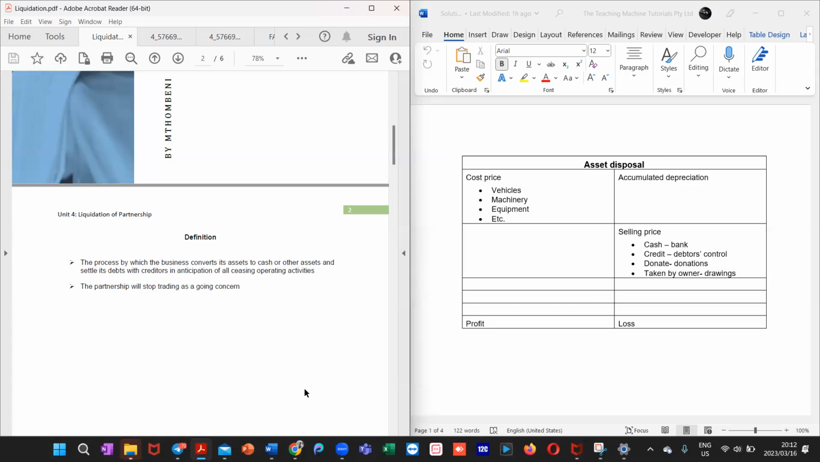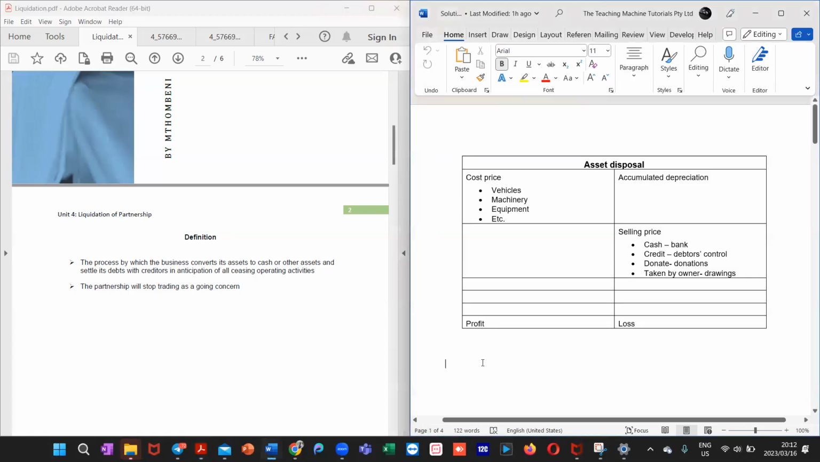We would transfer the cost price on the debit side, the cost price of your non-current assets, your vehicles, your machinery, equipment, etc. And then you transfer the accumulated depreciation on the credit side together with the selling price. If it's a profit, an entry will be made on the debit side as the profit on sale of an asset. If it's a loss, an entry will be made on the credit side as loss on sale of an asset.